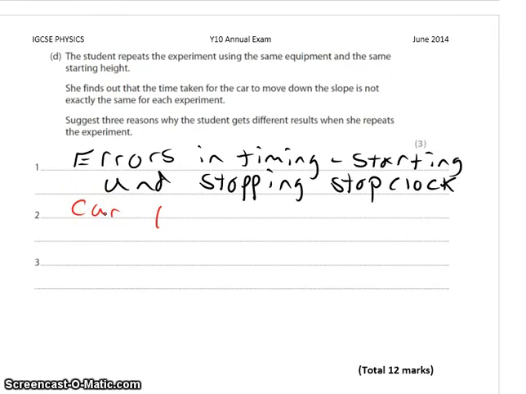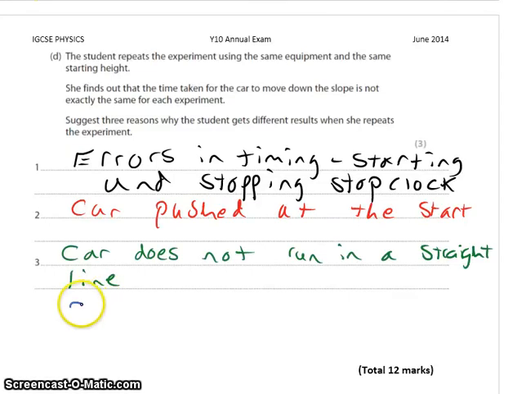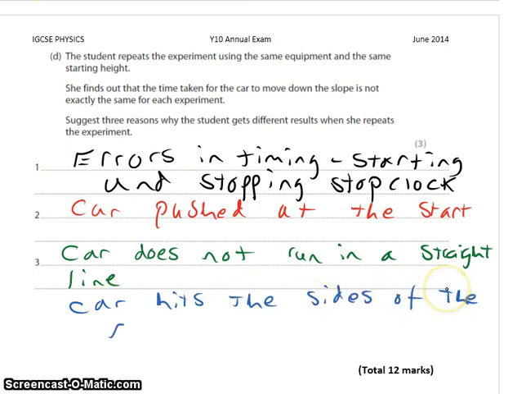So we could say that the car is pushed at the start, or that the release is not exactly the same each time. We could also add that maybe on some occasions the car moves in a straight line right down the slope, while on other repeats it goes at an angle down the slope, so it's following a slightly different path. So the car does not run in a straight line, or even the car hits the sides of the ramp. And if that's the case, then obviously that's going to increase the size of the frictional force between the car and the ramp.